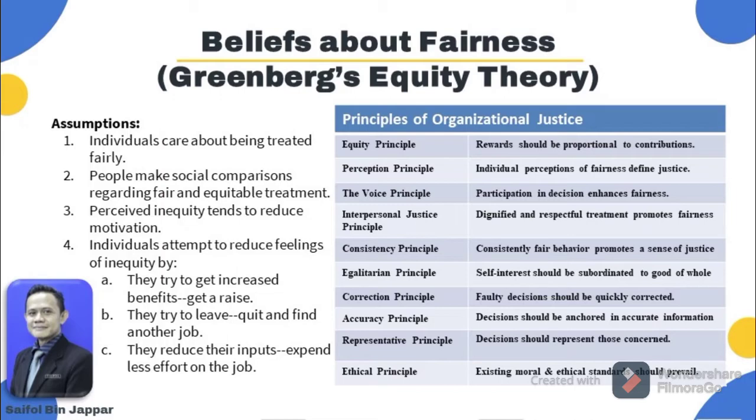We compare ourselves and our own plight with others. Individuals attempt to reduce feelings of inequity by, first, trying to get increased benefit, get a raise. Second, they try to leave, quit and find another job. And third, they reduce their input, expending less effort on the job. How can a principal create a school atmosphere that is perceived as fair and just? They summarized 10 principles of organizational justice.